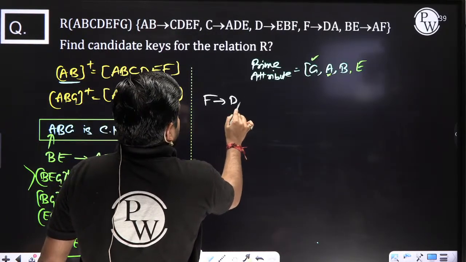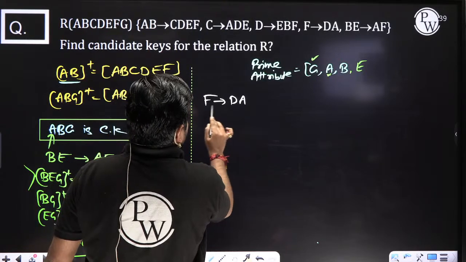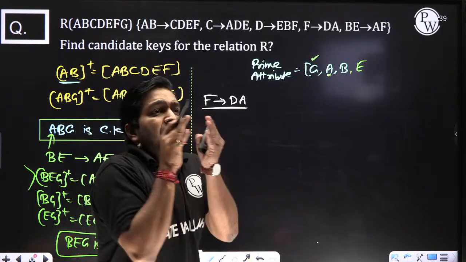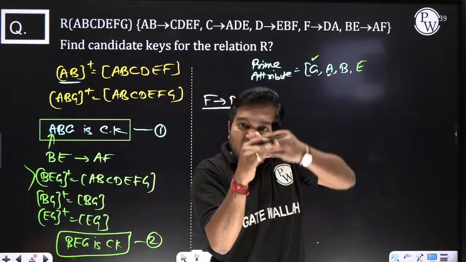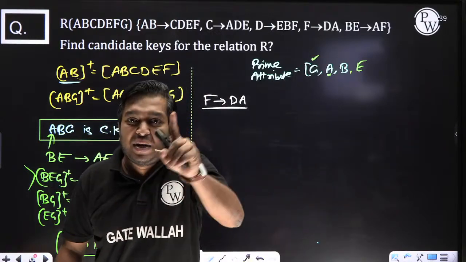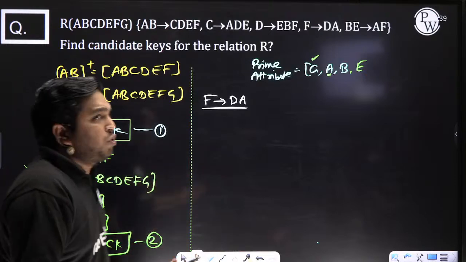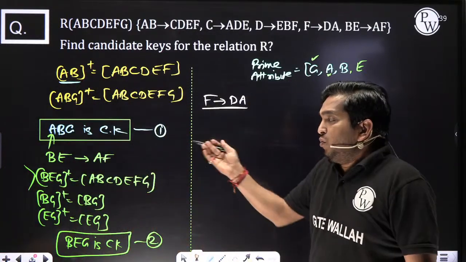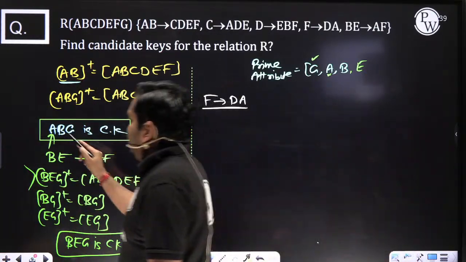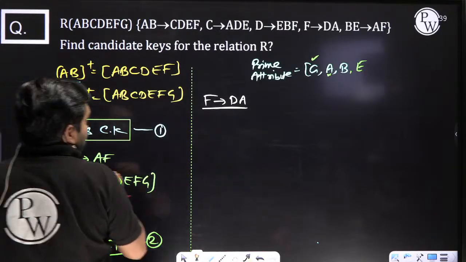F determines D. What can we say? We can replace this A with the help of F, my dear. So, sir, now the question arises: which A do we have to replace? One A. Then what happens?